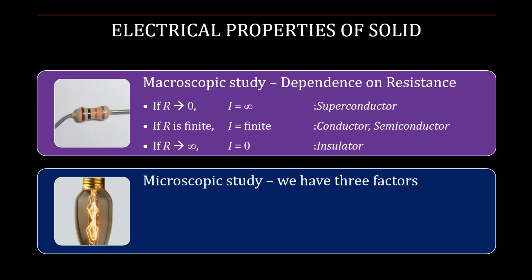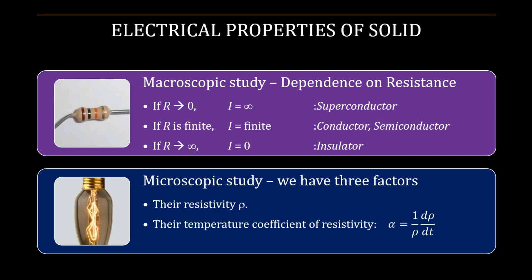Microscopically, we have three factors that determine whether a solid is a superconductor, conductor or semiconductor. The first one is resistivity. The second one is temperature coefficient of resistivity. And the third one is the number of charge carriers per unit volume, small n. We shall remember this one, small n.